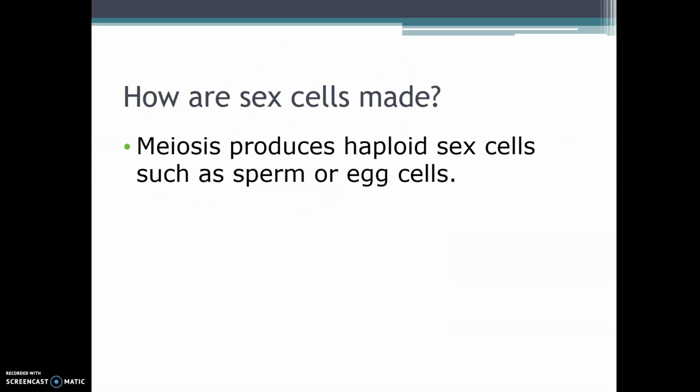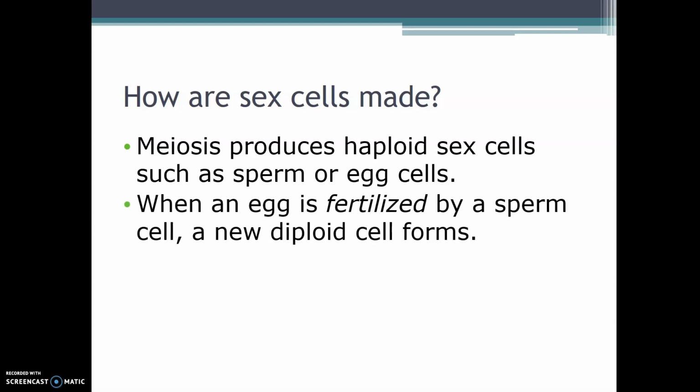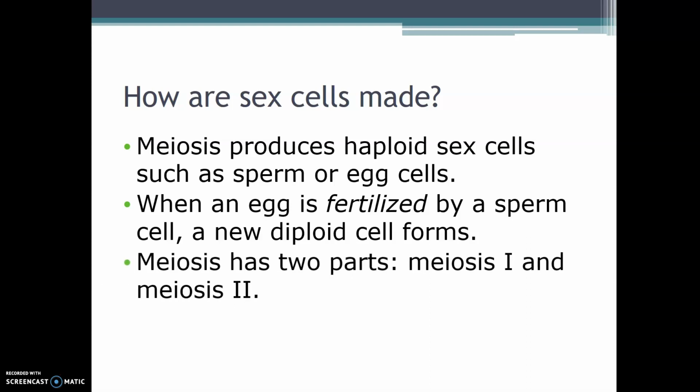Sex cells are made through meiosis, and it produces haploid cells such as the egg or the sperm. So when it doubles, it's making quadruples in the end. It's making either sperm cells or egg cells, depending on your biological gender. When an egg is fertilized by a sperm cell, a new diploid cell forms. One sperm was haploid, one egg was haploid. Together they become diploid. Meiosis has two parts. You go through meiosis 1 and you go through meiosis 2.